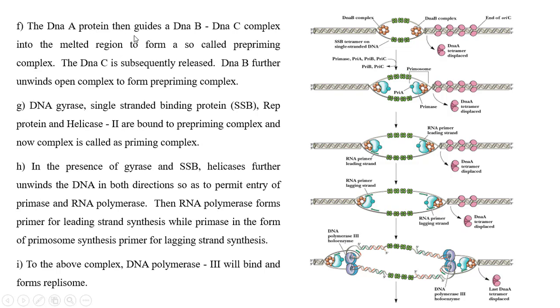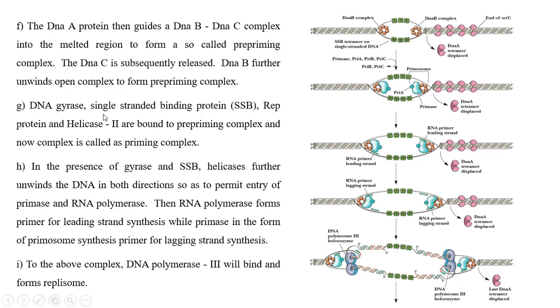The DnaA protein then guides, that means it recruits, other helicase proteins, namely DnaB protein and DnaC protein, forming a complex called the pre-priming complex. So DnaA, DnaB and DnaC proteins come into the open complex and continuously melt the DNA toward the helicase site.